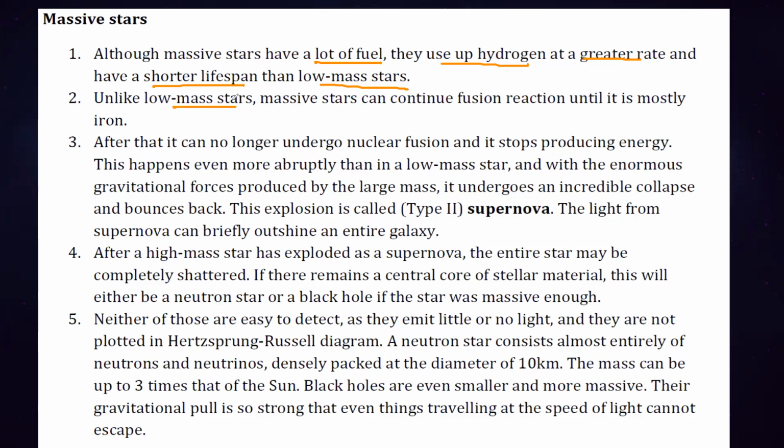So unlike the low mass star, the massive star can continue a fusion reaction until it's mostly iron. The same idea: in the low mass star, first it started with hydrogen, which turned into helium, then helium turned into other elements such as carbon. But for a high mass star, carbon can turn into silicon, and silicon can turn into iron. So they can produce heavy elements.